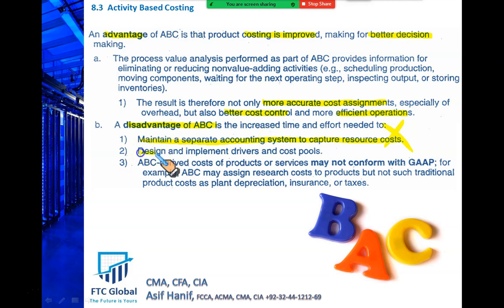You need to design and implement drivers and cost pools, which is time consuming. And when you start producing new products, you may have to establish new cost pools. Previous cost pools may have to be eliminated. And most importantly, true 100% ABC may not conform with GAAP. It is not acceptable under the US GAAP.